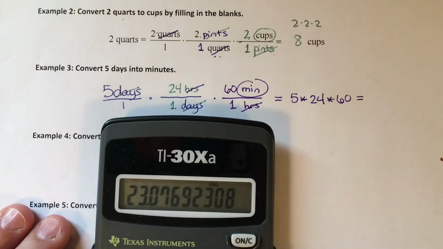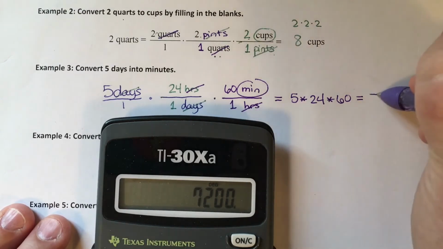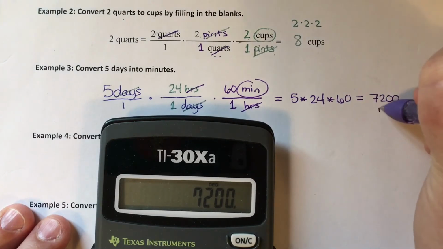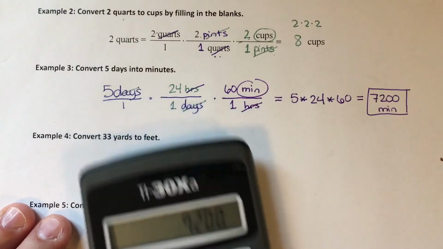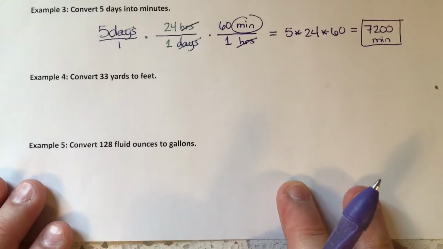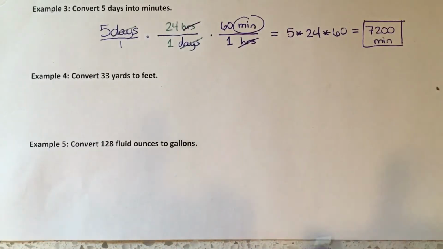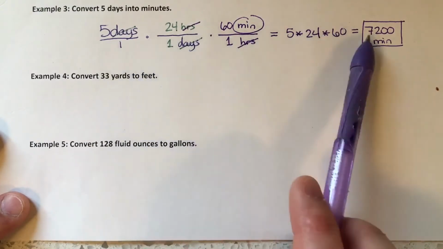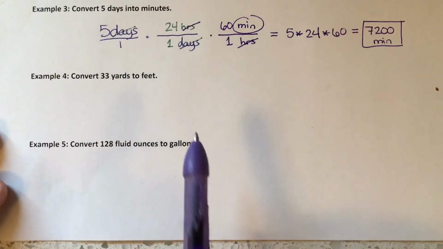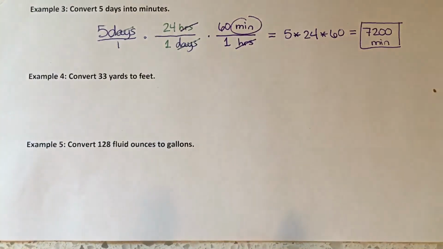So in the calculator, 5 times 24 times 60 is 7,200, and that's in minutes. That's how many minutes are in 5 days. All right, hopefully this is starting to make a little sense in the structure. I know that we probably have figured out problems like this before, but it's this structure of using fraction multiplication that we really want to focus on.